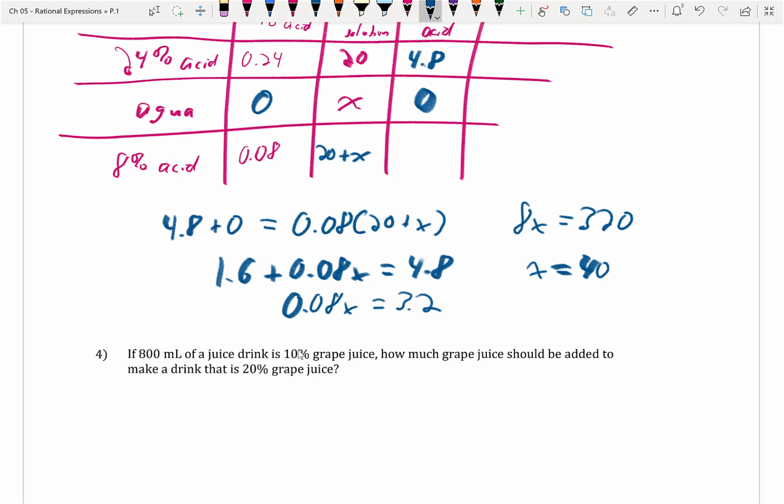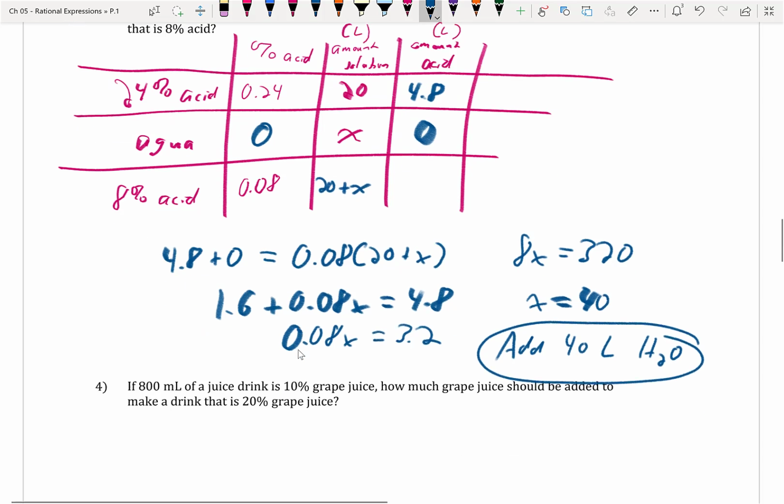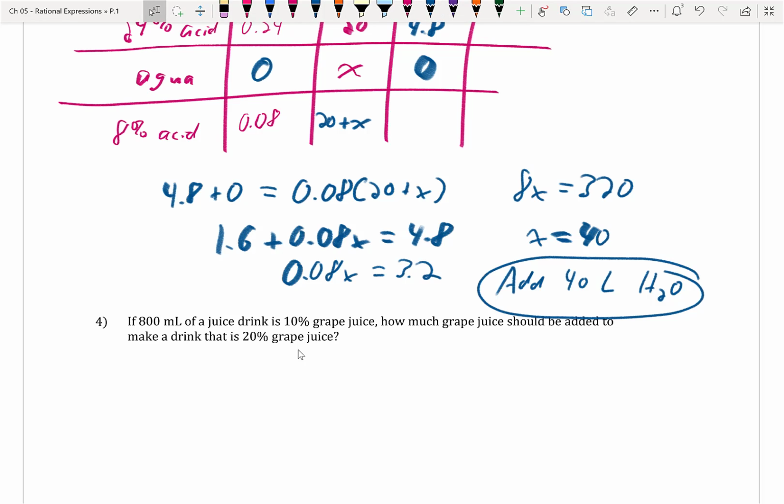Before you commit that to your final answer, let's make sure that the answer actually makes sense. Look at the original problem. We had 20 liters of acid. We're adding 40 liters of water, and so it's diluting it down by a third. That makes sense. It's kind of in the right scale. So we can just say add 40 liters of water. It's a command, so technically it's a sentence. Implied you as a subject.